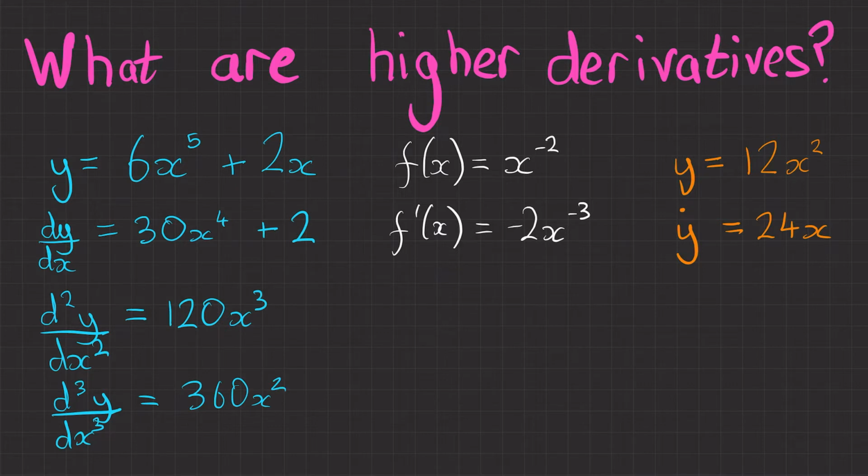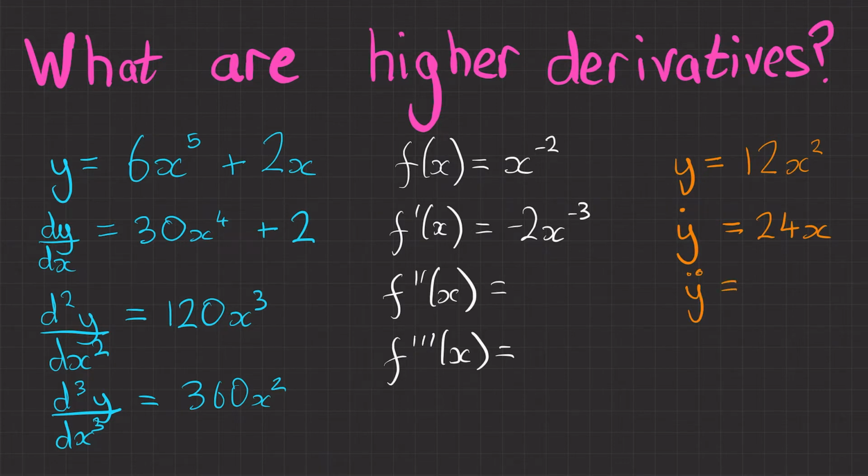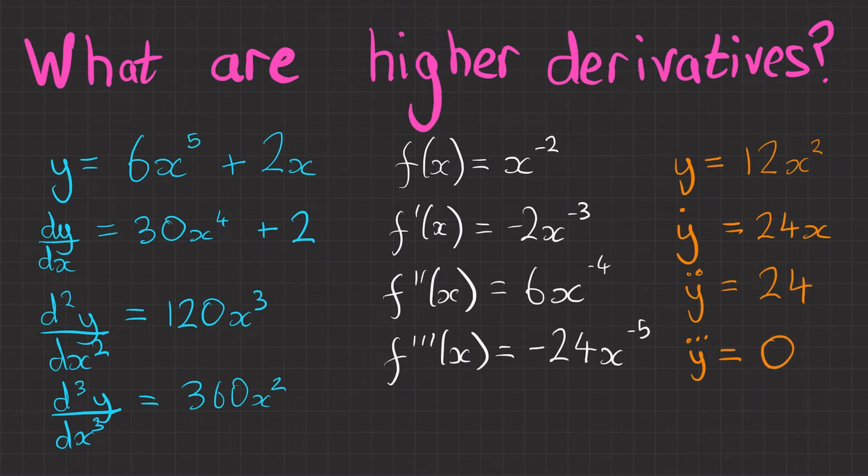Looking at the white question, the derivative of f dash x would then be f dash dash x. And the next derivative would be f dash dash dash x. The orange one would be y double dot equals, and then the next one would be y triple dot equals. And here are the derivatives all solved.